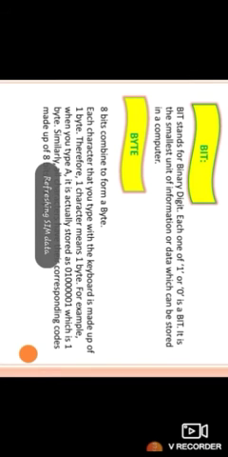Now next is byte. So what is a byte, students? 8 bits combined to form a byte. Okay, when 8 bits come together, it will form a byte. Each character that you type with the keyboard is made up of 1 byte. Therefore, 1 character means 1 byte.